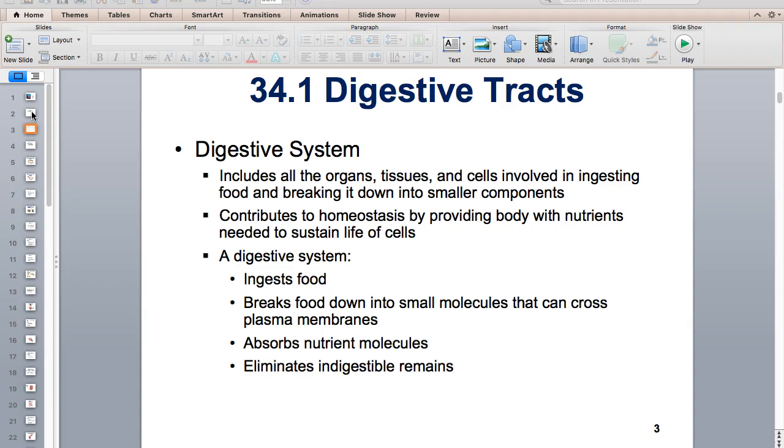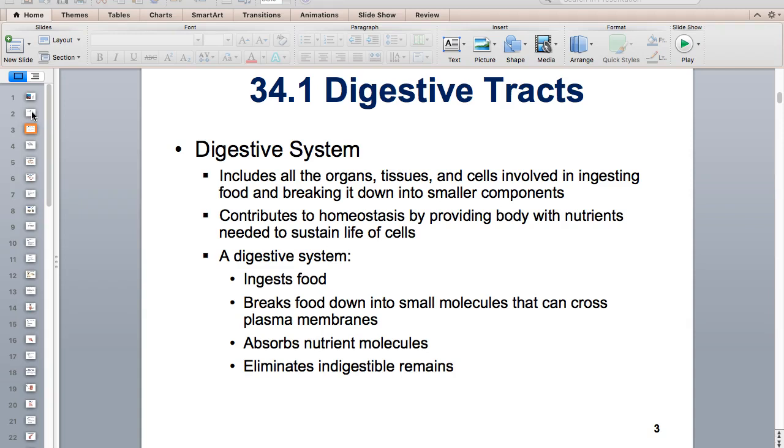If you talk about the function of the digestive system, it ingests food, and I'm sure we all know this, breaks down food into smaller molecules, and then those smaller molecules are able to cross plasma membranes and essentially enter into the bloodstream, right? Once the food is broken down in the digestive tract, it gets absorbed, okay? That primarily will happen in the small intestine, and we'll talk a little bit about that. And then anything that's not absorbed will get eliminated, okay?